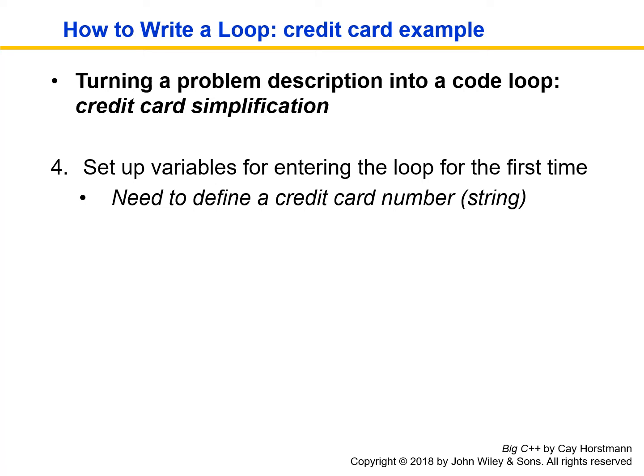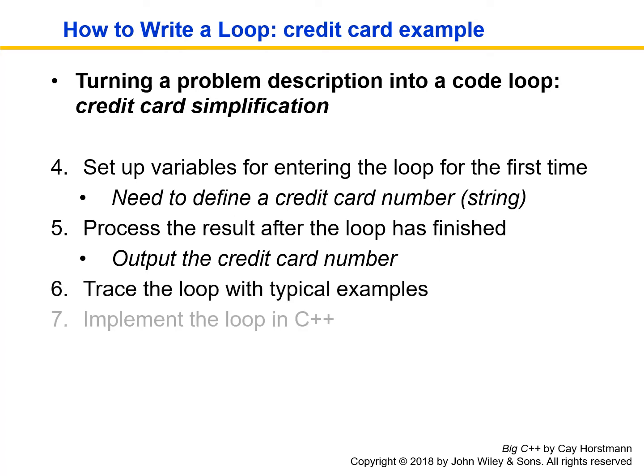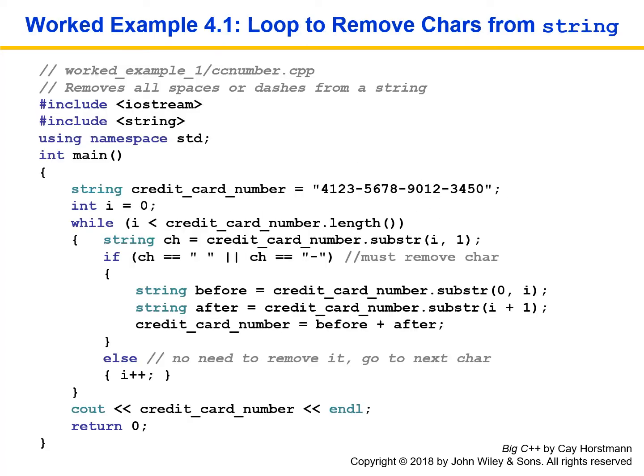We can set up variables for entering the loop for the first time. We need to define a credit card number as a string. And then we need to process the result after the loop is finished. In this case, we're just going to output the credit card number. We're going to trace the loop with typical examples, implement the loop in C++. Well, we're going to skip step 6 here and look at what step 7 looks like.